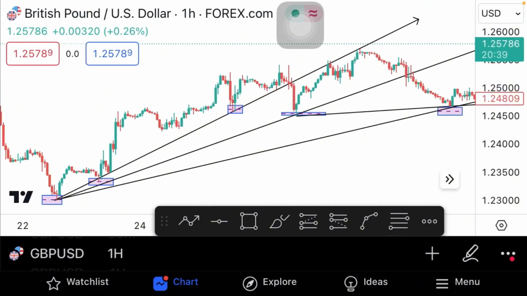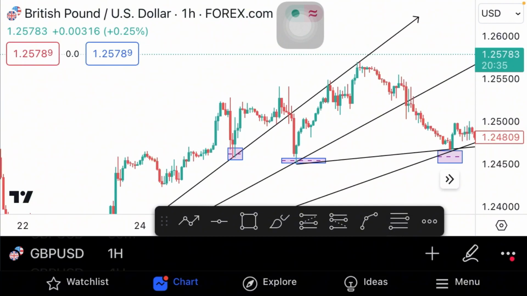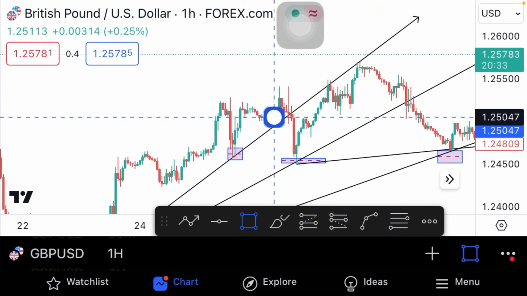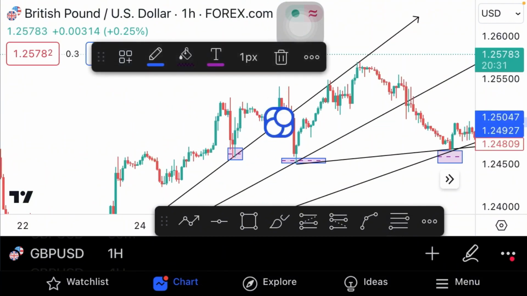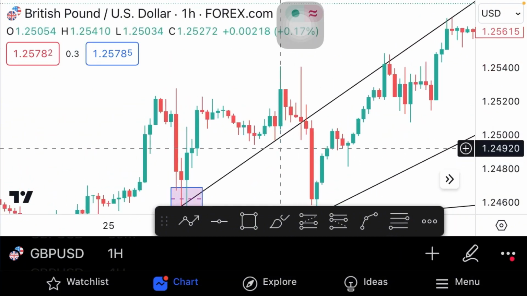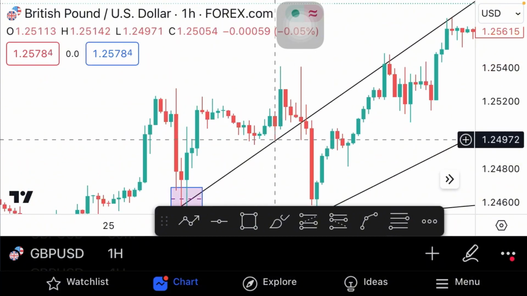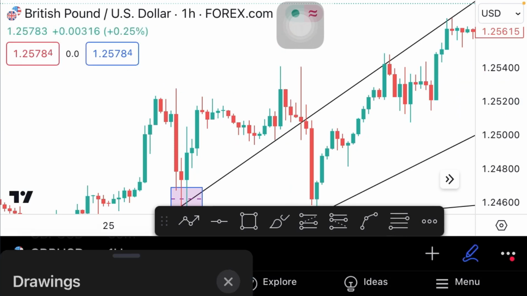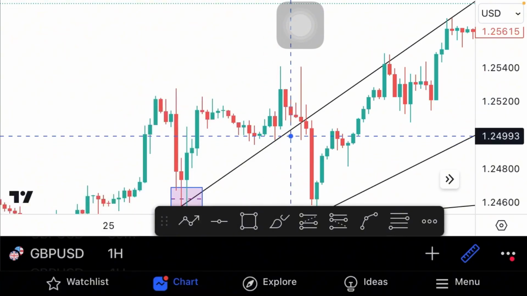Price touched it the first, the second, the third, and you can see even on the fourth touch, price still touched it and bounced. As you can see, the speed at which price bounced, price did not even waste a second. Price just touched it and bounced to the upside. Let's see how many pips this bounce took.